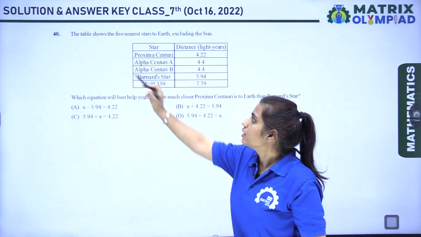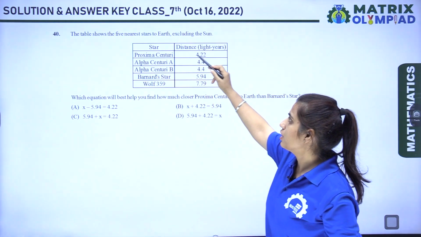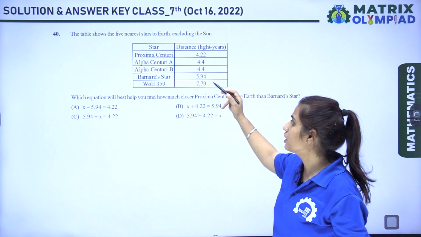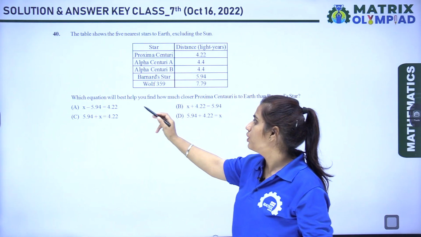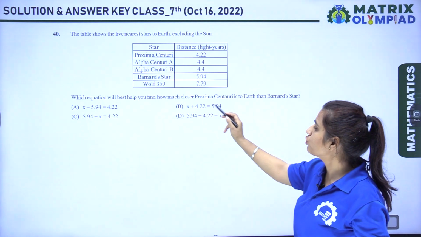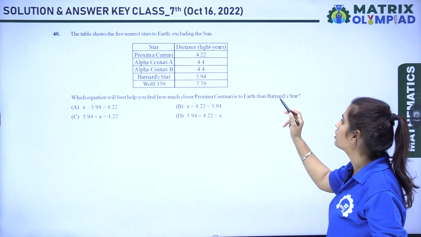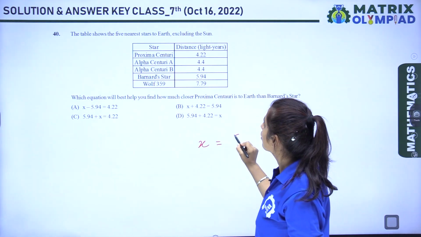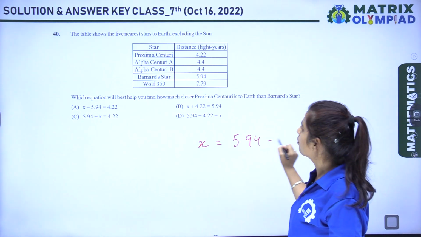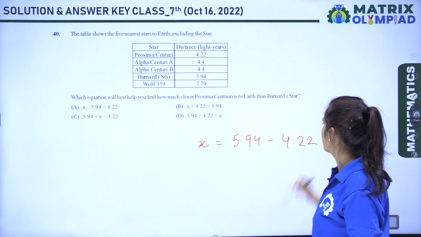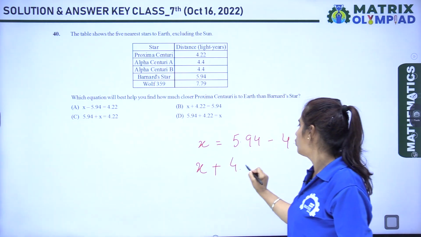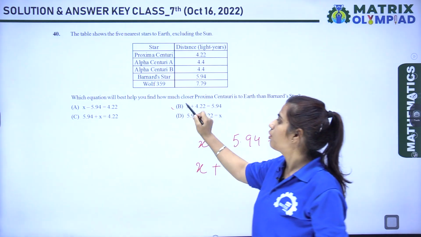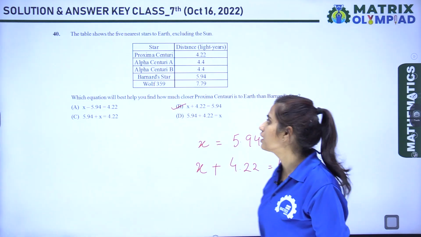Now, the next question is, the table shows the 5 nearest stars to Earth, excluding the Sun. Now, we are given the 5 nearest stars. Which equation will best help you find how much closer Proxima Centauri is to Earth than Barnard's star? X equal to 5.94 minus 4.22. X plus 4.22 equal to 5.94, which is option B. So, here option B is the correct answer.